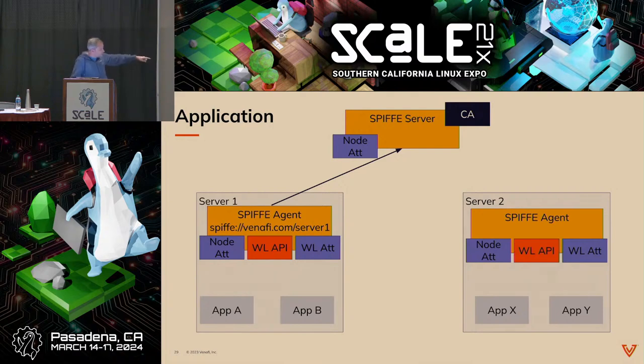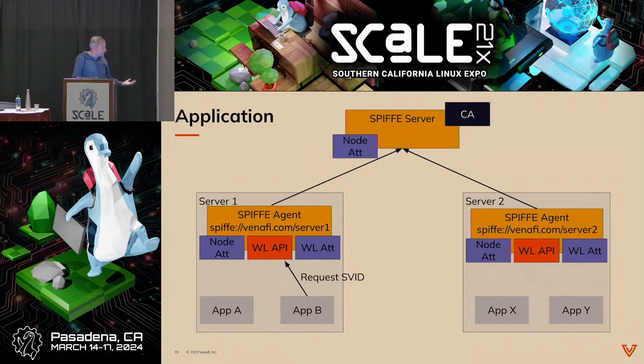And the reason that the SPIFFE agent also gets its own identity is that from then on out, the communication between the SPIFFE agent and the SPIFFE server happens over a secure connection based on that identity as well. So all communication between the agent and the server after its initial verification is happening over a secure connection. So we now have an identity for our servers.